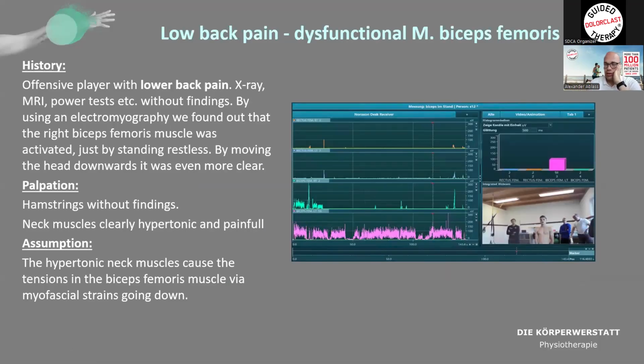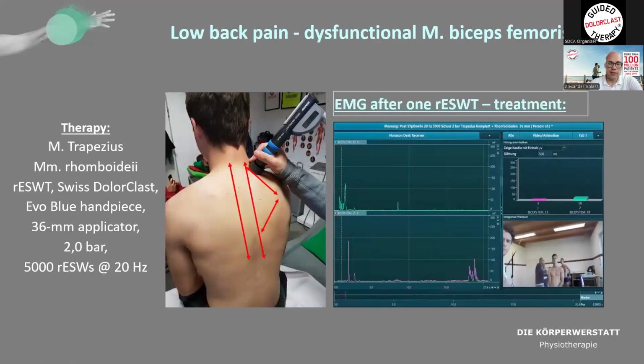The second thing to treat low back pain is a dysfunctional biceps femoris, which is basically the same in this case. This young player was always suffering from low back pain. By doing electromyography, we could see that the left biceps femoris muscle was always activated while just standing on both feet. And this is what we basically did.